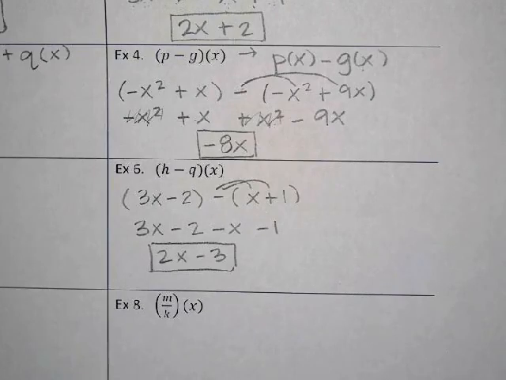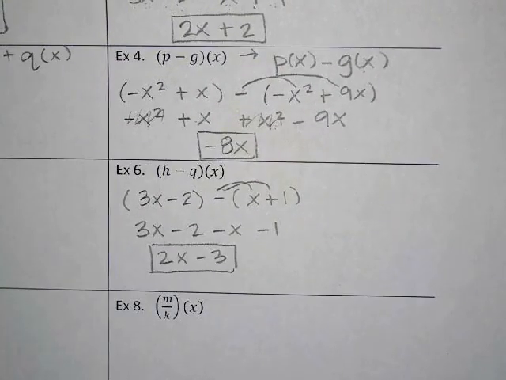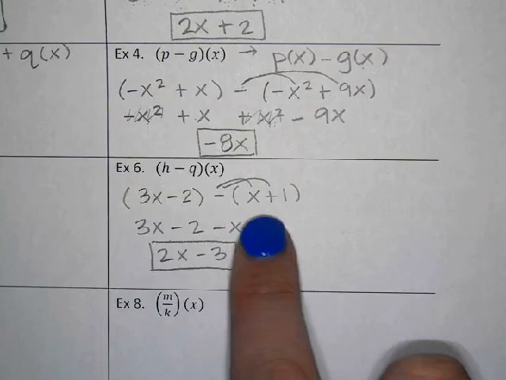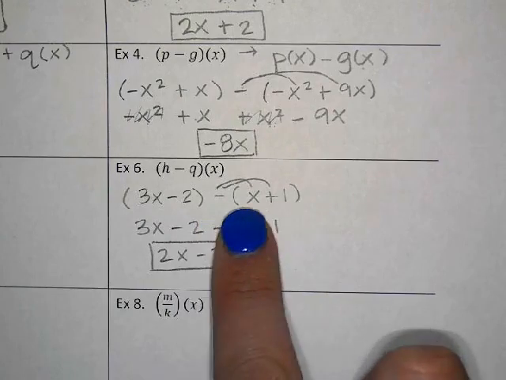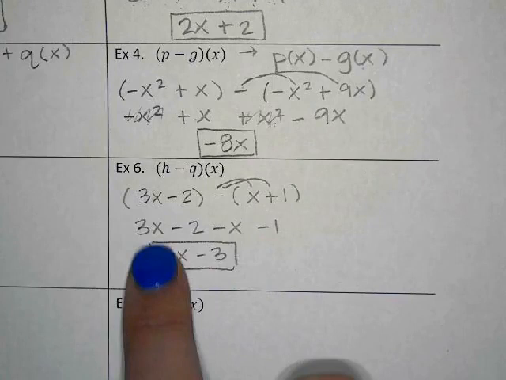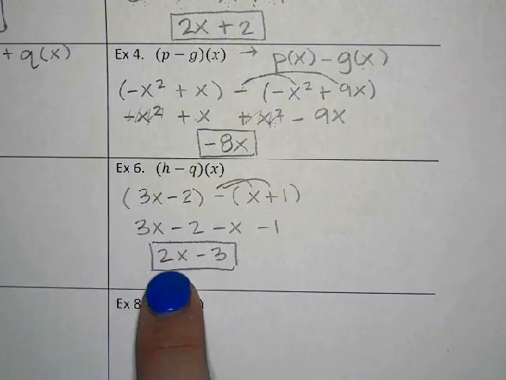2x minus 3? Yes? So we had Q was x plus 1. We distributed our negative. We got negative x and negative 1. And then 3x minus x is 2x. And a negative 2 and a negative 1 makes negative 3.